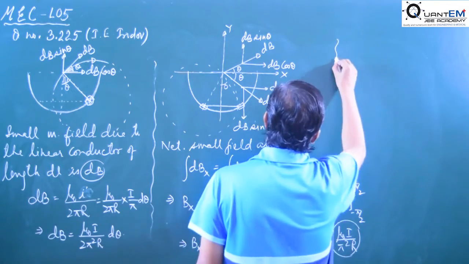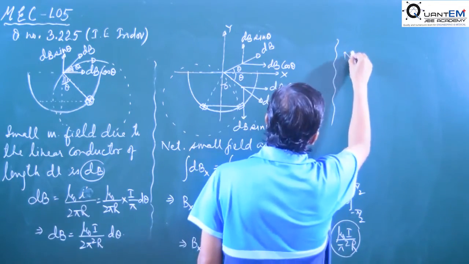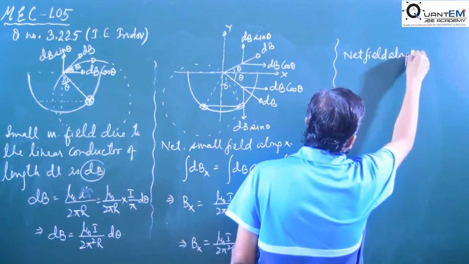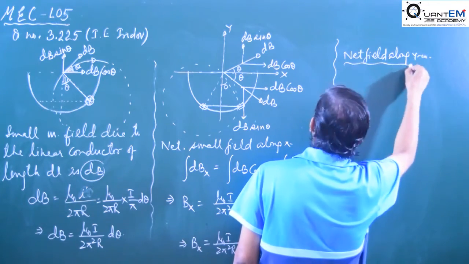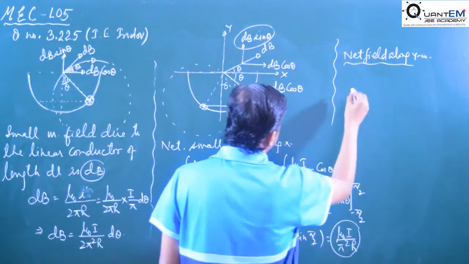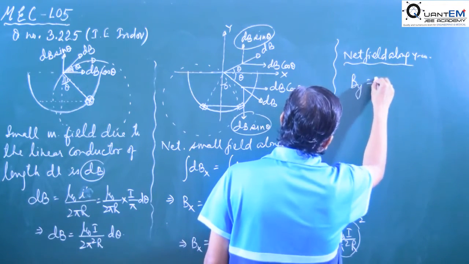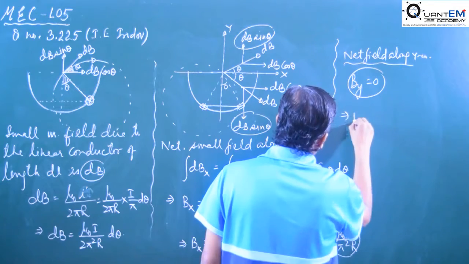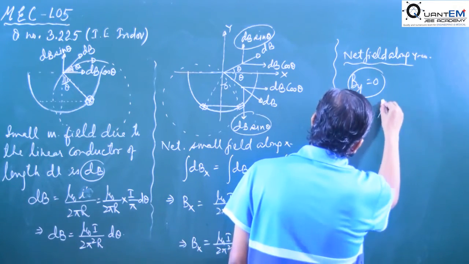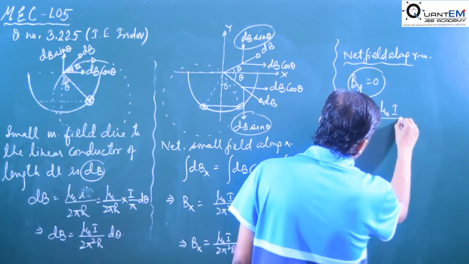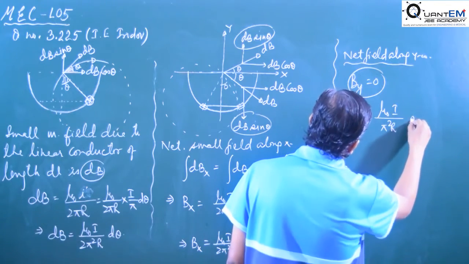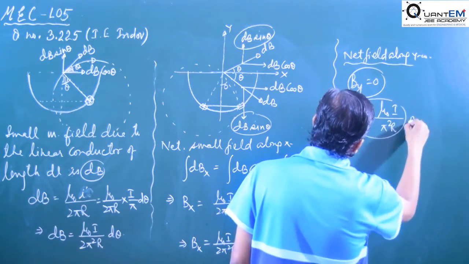And net field along y coordinate: see, these fields are equal and opposite, dB sin theta minus dB sin theta. You will get net field along y coordinate to be what? 0. It implies that magnetic field intensity at any point on the axis of the conductor is mu naught I by pi square r. It is the answer. Okay.